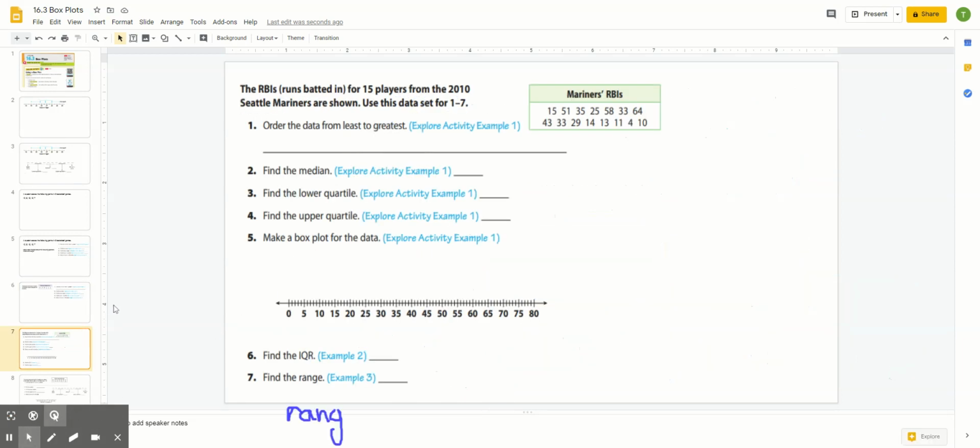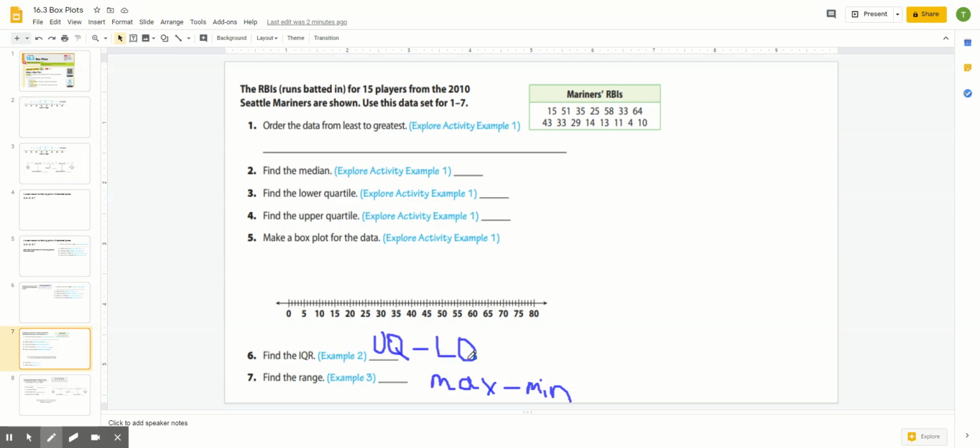All right, so this is what you guys are going to do now. You're going to do 2 different examples. You're going to graph now. RBI, runs batted in, in baseball, so a nice connection to hopefully an upcoming baseball season. Follow the steps, and take a look at the 2 questions, the IQR and the range. The range again is max minus min, and the IQR is the difference between the 2 quartiles, upper quartile, UQ, minus lower quartile. You find that, and then the last one.